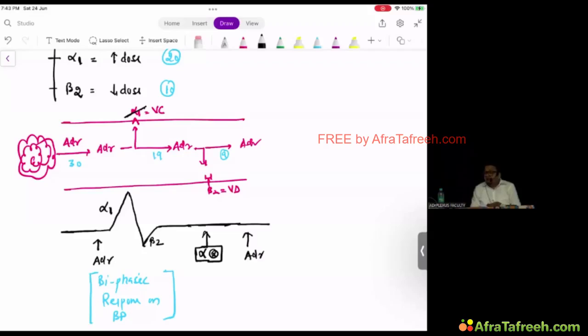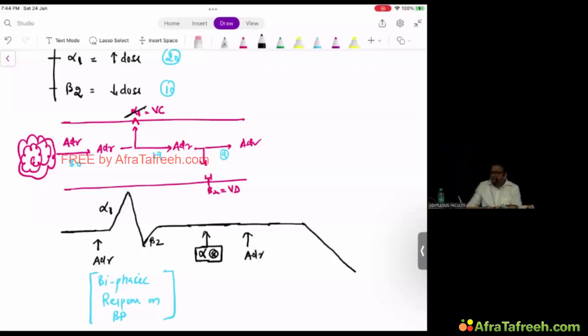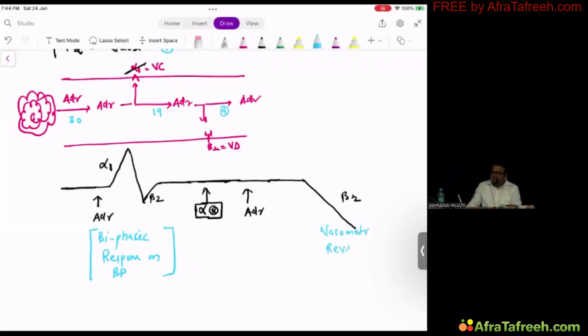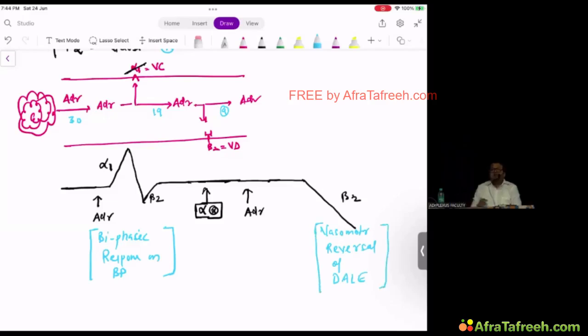Alpha is blocked now, so all the catecholamines can act only on... By alpha is blocked, so they will go to which receptor? So excessive beta response will come. The patient will develop a severe fall in BP, and this is called vasomotor reversal of Dale. Dale was the scientist who discovered this phenomenon, so it is named after him.